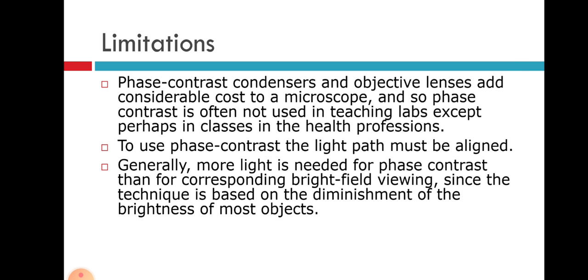Limitations of phase contrast microscope. Phase contrast condensers and objective lenses add considerable cost to a microscope, and so phase contrast is often not used in teaching labs except perhaps in classes for the health professionals. To use phase contrast, the light path must be aligned. Generally, more light is needed for phase contrast than for corresponding bright field viewing, since the technique is based on the diminishment of the brightness of most objects.